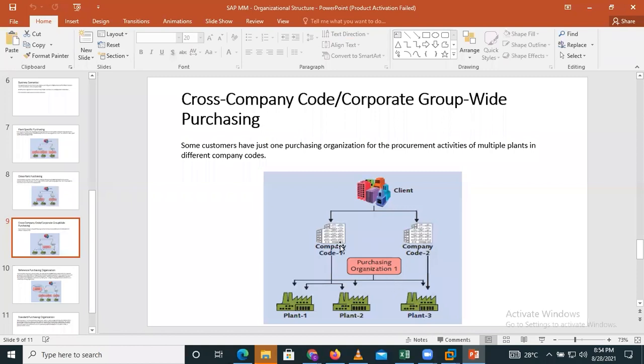Now, I have one central purchasing organization which is responsible for the purchasing activities for plant 1, plant 2 and plant 3, where plant 1 and plant 2 belong to company code 1 and plant 3 belongs to company code 2. So the cross company code. So this purchasing organization is responsible for this company code as well as this company code. This is called as cross company code.